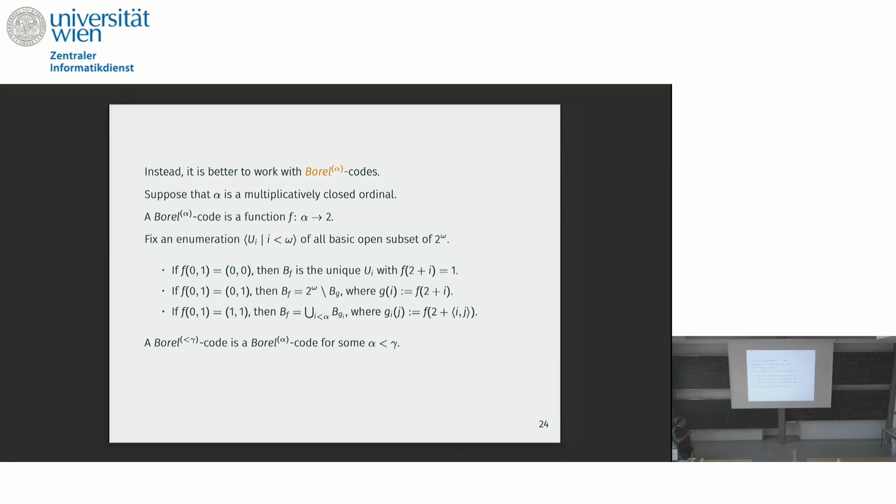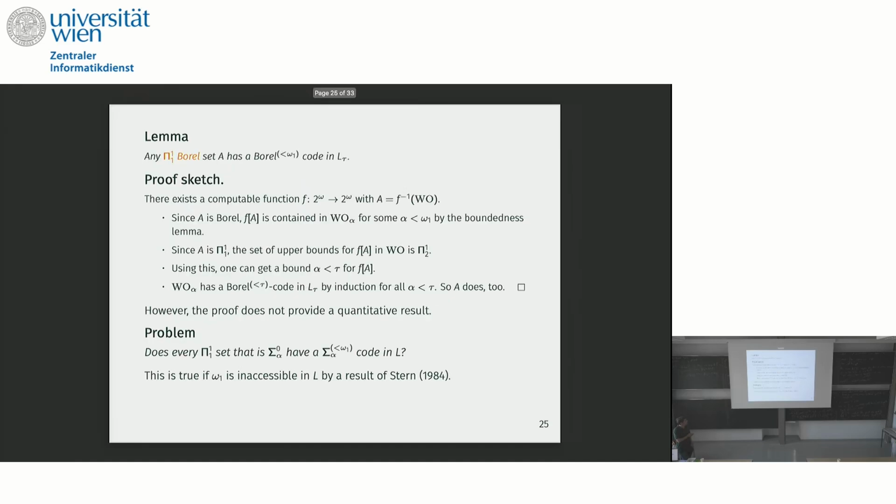Right, so then we have codes of this form. They're just functions: you fix an ordinal alpha, and then a Borel alpha code is just a function from alpha to 2 that codes a certain set. Now, as you can see the differences, if this is omega 1, you can form omega 1 unions, and so on.